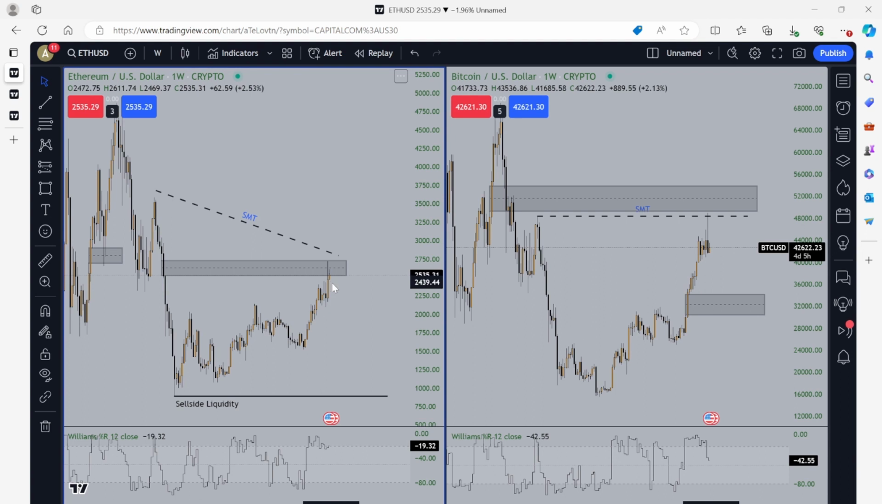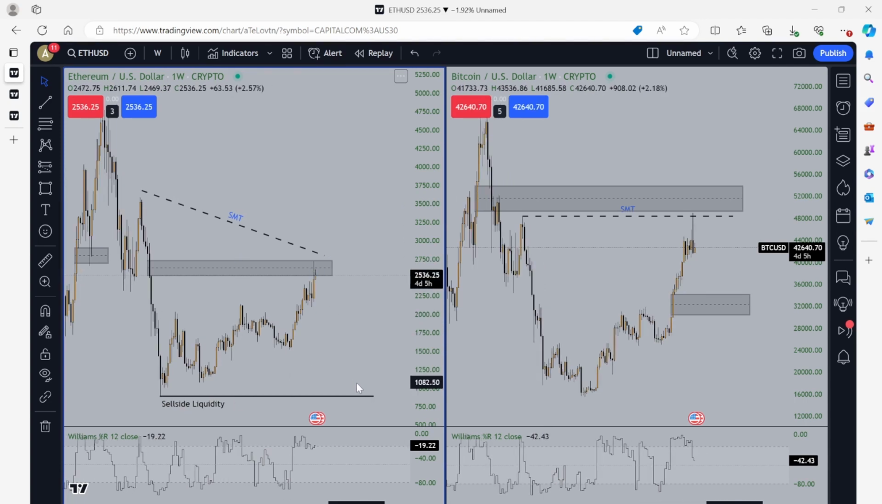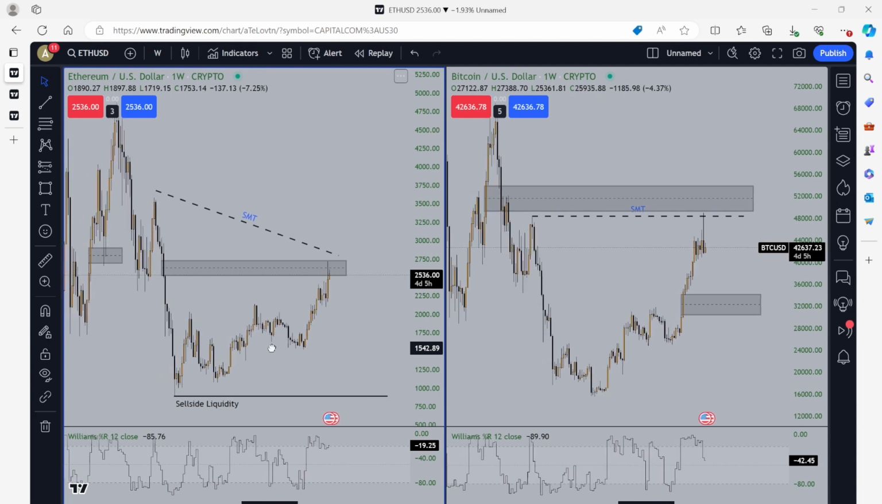And like I said, guys, we have a lot of time. I potentially see this low getting taken out in September, October, or November time, kind of towards the election.